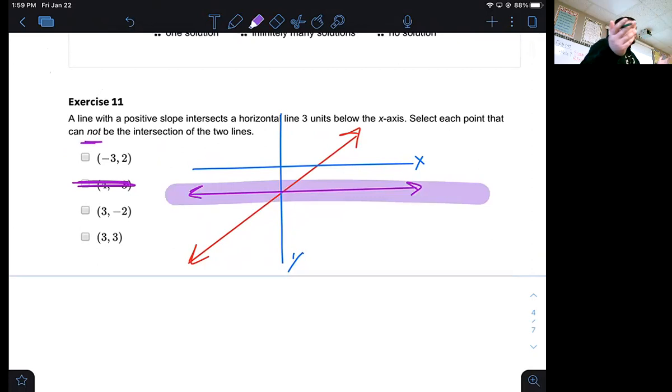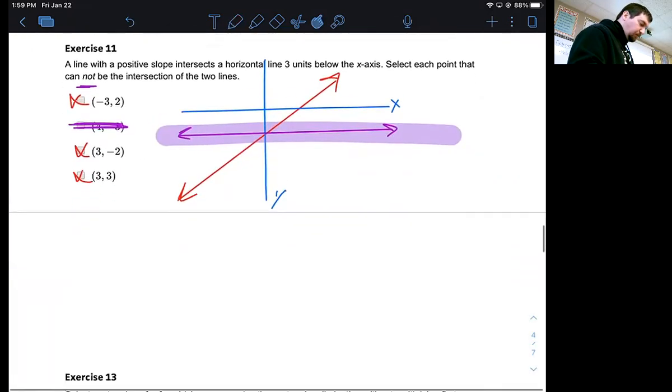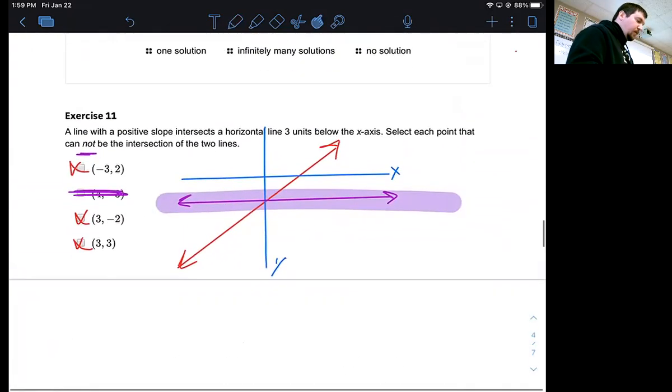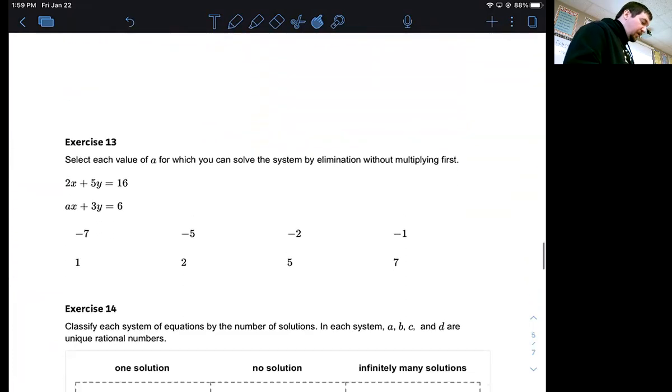Wait, select each point that cannot be an intersection. Yes, you just want to find the ones that are not. Just write the other 3 points. Wait, so all those work or don't work? Don't work, but that's what our answer wants us to find. They want us to find the ones that don't work. I'm just going to write A, C, B. Fine. A, C, B.